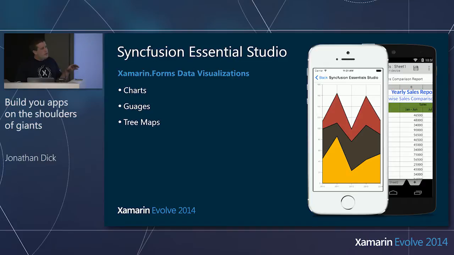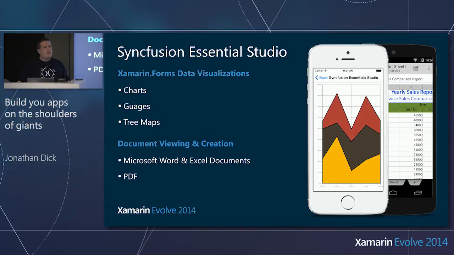It's actually, I believe, our first Xamarin Forms component. So it's a visual component that you can actually write shared code across all of your applications for, to do data visualizations. So you can get charts, gauges, tree maps, basically anything you would expect out of this type of library. But you can also do document viewing and creation. You're able to make Word and Excel documents as well as PDFs. And again, this is all done on your shared code layer in Xamarin Forms. So it's quite an amazing accomplishment for a component.